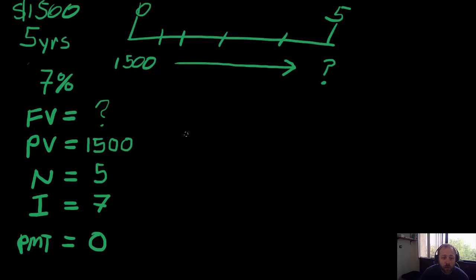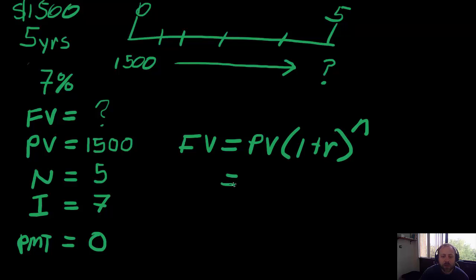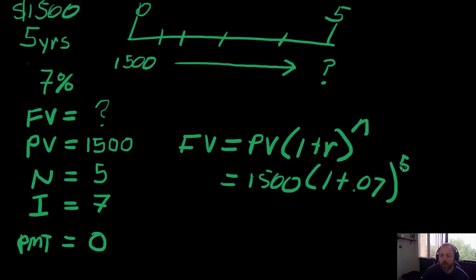Okay, so if we do this the long way, then we do a very simple future value calculation, which is future value is equal to PV, present value, times 1 plus R to the N. And what this means is that all I'm going to do is plug in all the stuff from my cheat sheet to make this happen. So this is going to be 1,500 times 1 plus 0.07 to the 5. 5 is the number of years, 7 is the interest rate. Remember that we have to do this in decimals, okay? When you're doing the interest rate the long way, you're doing it in decimals.